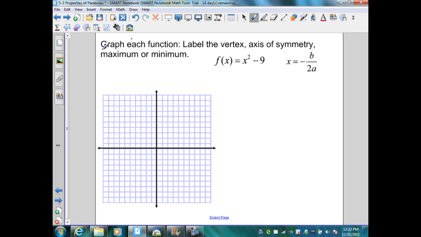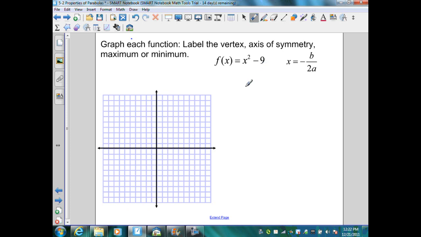Again, they want us to graph a quadratic function. They also want us to label the vertex, axis of symmetry, and determine whether this is a maximum or minimum value for the vertex. Our function, f of x equals x squared minus 9. Our quadratic term has a coefficient of a. It is a positive 1. My linear term is not present. Therefore, my b is 0. And my c is a negative 9.